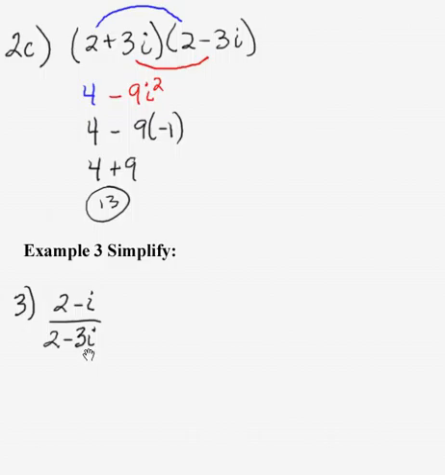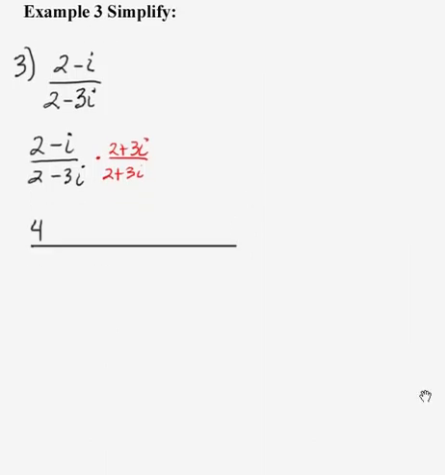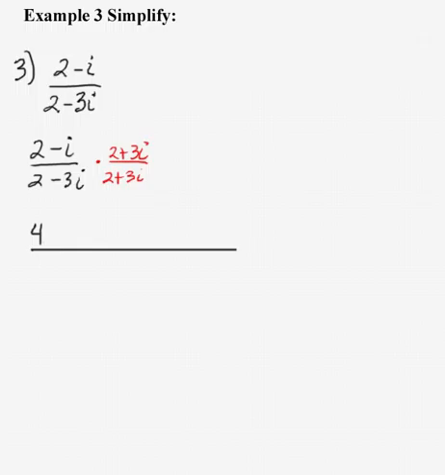In this case, since we have i in the denominator, we must get rid of it, but it's part of a binomial. So as we learned in this chapter, when we had binomial radicals in the denominator, we must multiply numerator and denominator by the conjugate. So in the numerator, first, 2 times 2 is 4. Outside gives me 6i. Inside gives me negative 2i. Last in the numerator gives me negative 3i squared.